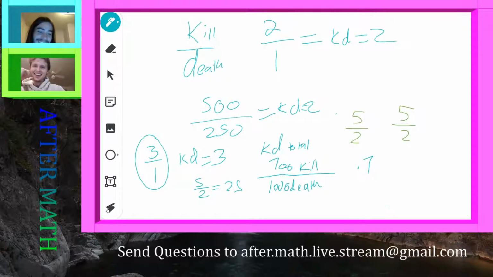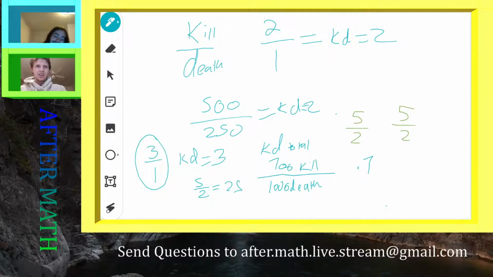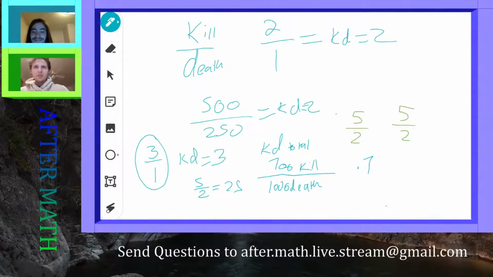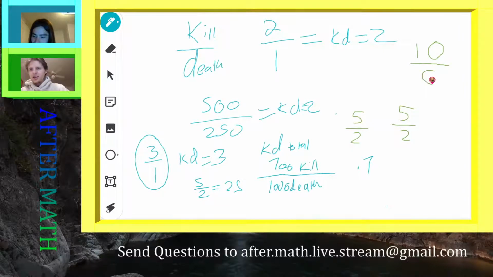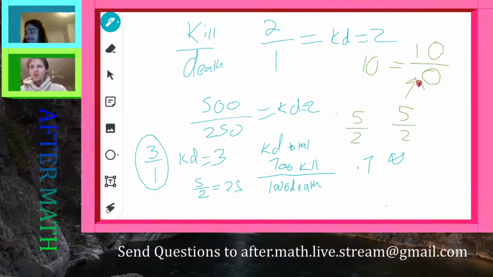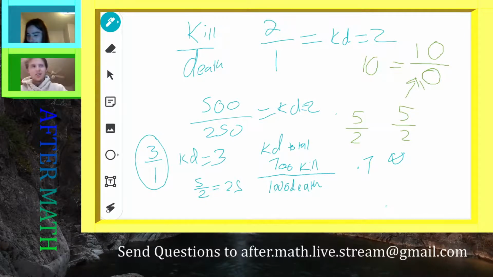So this is something that I was just thinking about. If you have a perfect player, let's say they did 10 kills and they died 0 times. In the KD ratio, we would say that just equals 10. But in math, it does not. What's wrong with that?